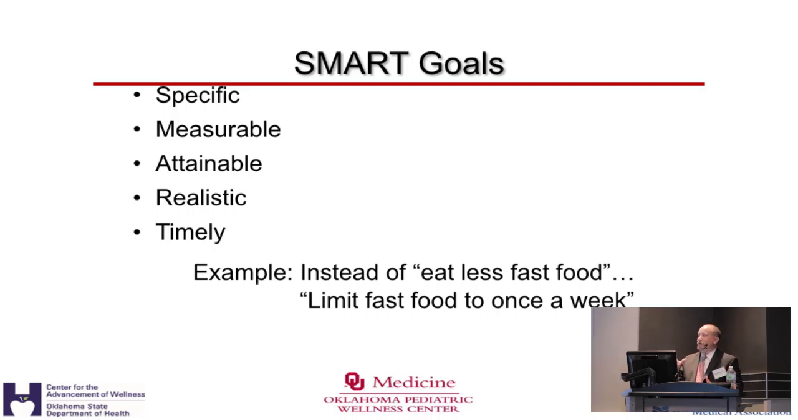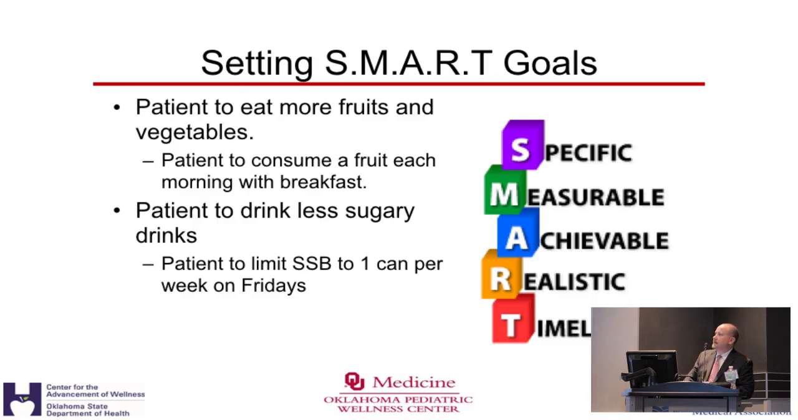That's where we're collaborative. They come up with the idea and then we help refine it. That's where the collaborative piece comes in. For example, instead of eat less fast food, is that going to be limiting fast food to once a week, twice a week? What's that going to look like? Or take eat more fruits and vegetables. What does that mean? For all these, it has to be specific, measurable, achievable, realistic, and timely.